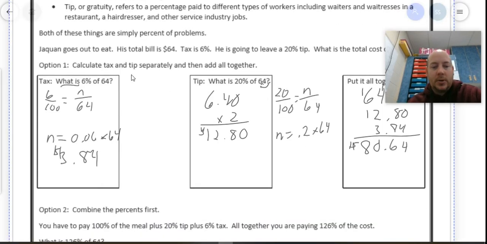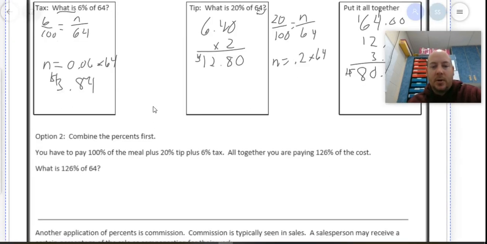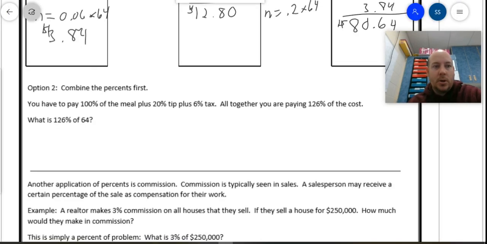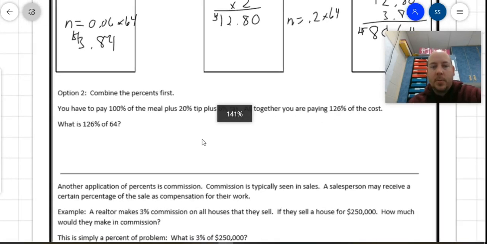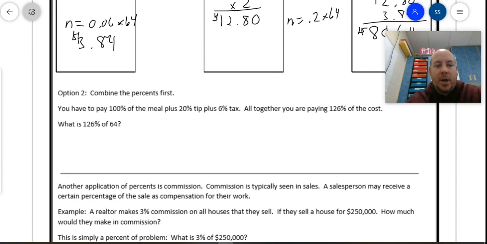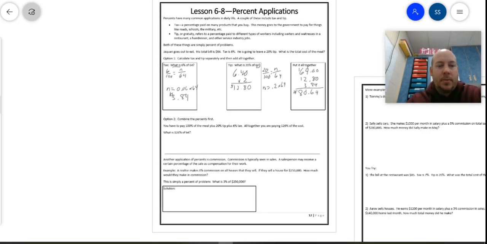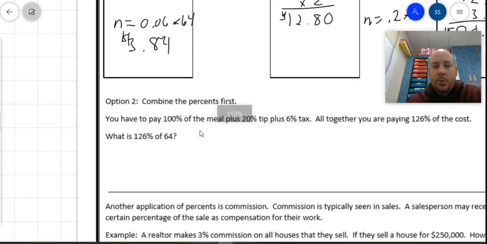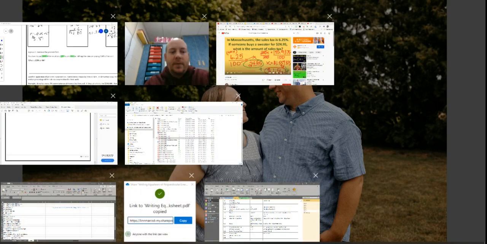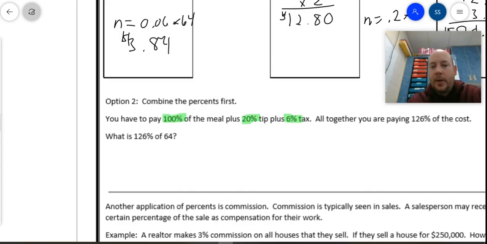Another strategy you could use, if you don't need to worry about the individual stuff, you just need to know what's the total, is you can combine them. Combine the percents first, right? So you have to pay 100% of the meal. You got to pay for the entire meal. Okay, so we've got 100% of the meal, 20% tip, 6% tax. So you could combine all that together first and see that that is 126%. Okay, so basically you can figure out what is 126% of 64.